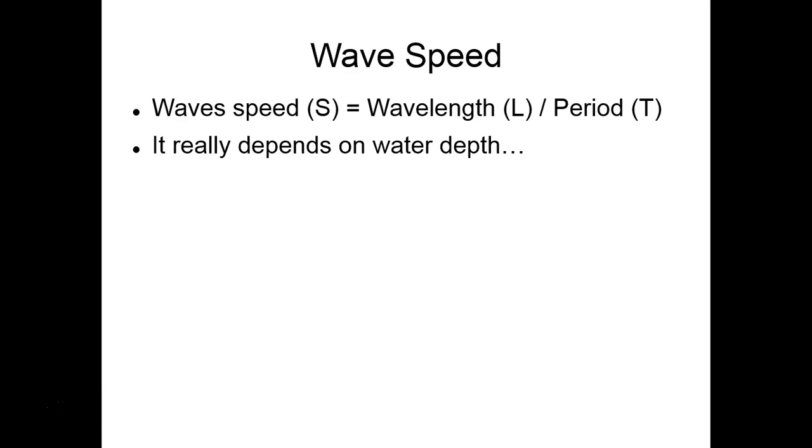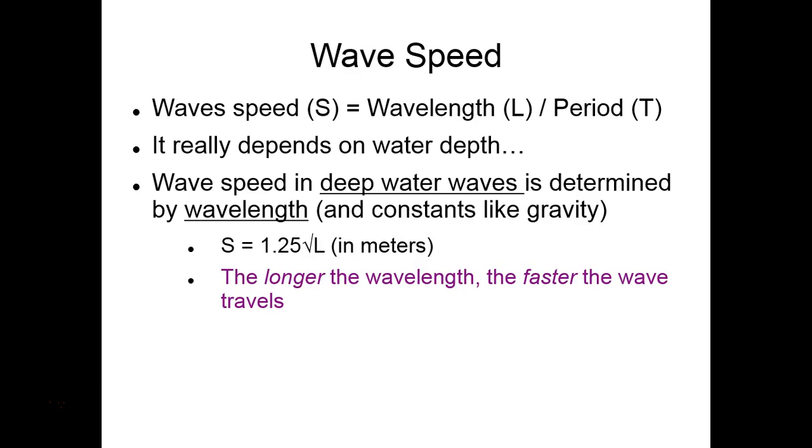Okay, so we can calculate the speed of the wave, how fast it travels. The speed is just a distance divided by a time. So for wave speed, the distance that we use is the wavelength, and the time that we use is the period. But the wave speed really depends on the depth of the water.